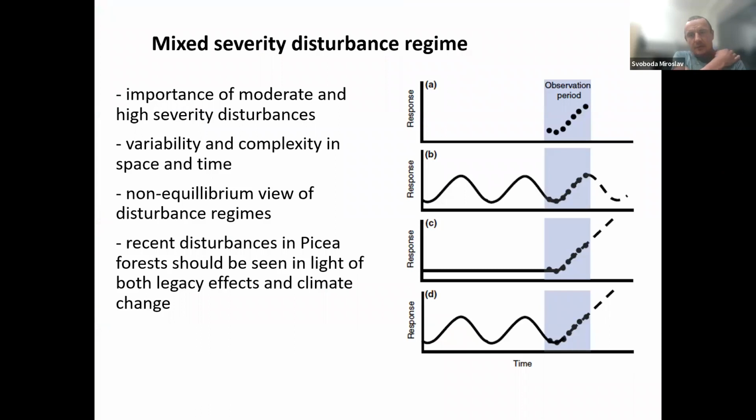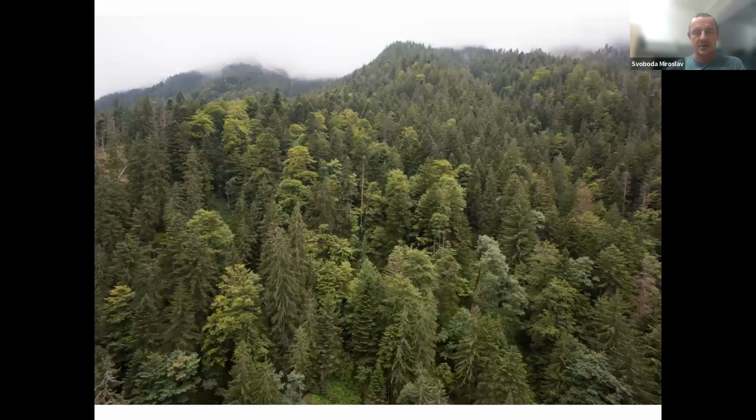So when I try to summarize a little bit what we learned about the high elevation natural spruce forest and about the disturbance regime, we think that moderate and high severity disturbances were always important there, but it was a variable and complex pattern in space and time. And we have to acknowledge the non-equilibrium view of the disturbances. And as I said, the recent disturbances have to be seen in light of the legacy effect and climate change. So that was the high elevation mountain spruce forest.